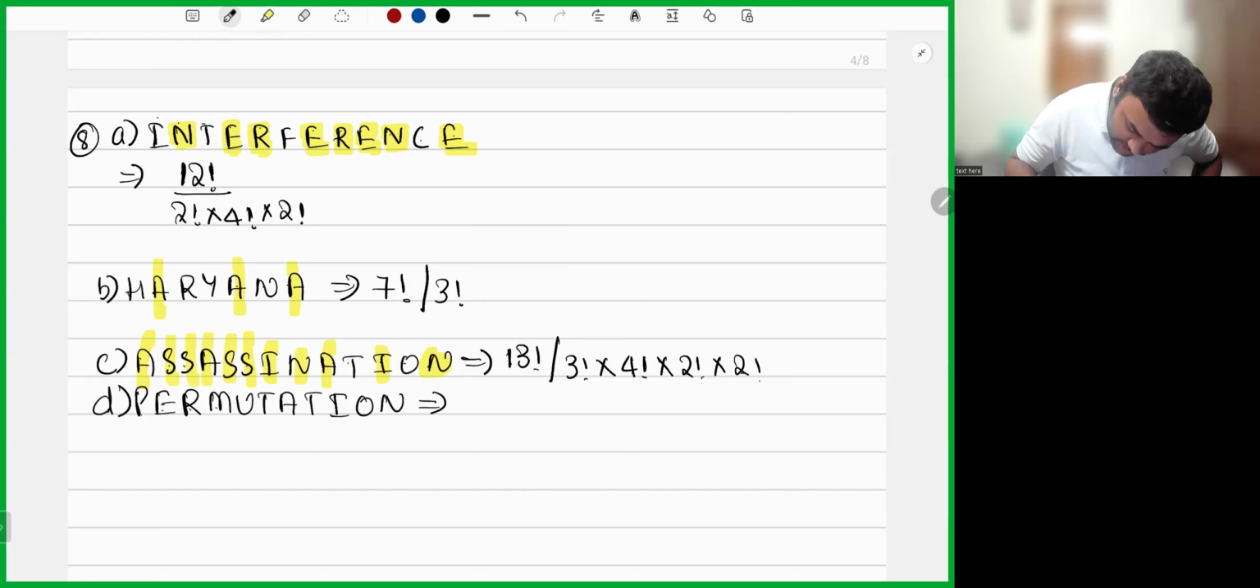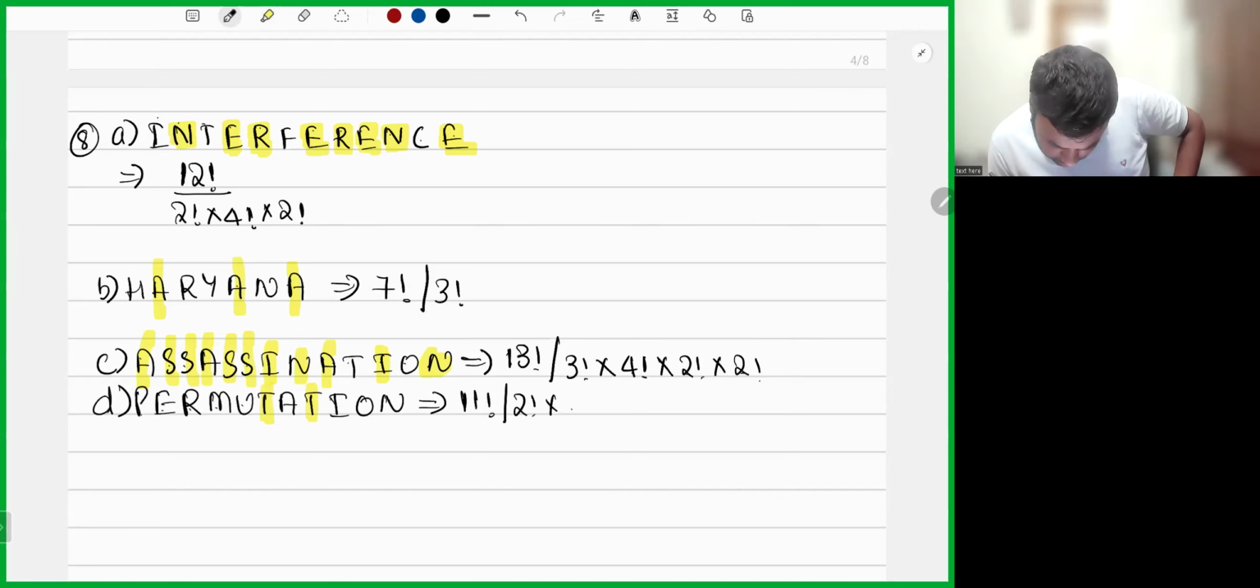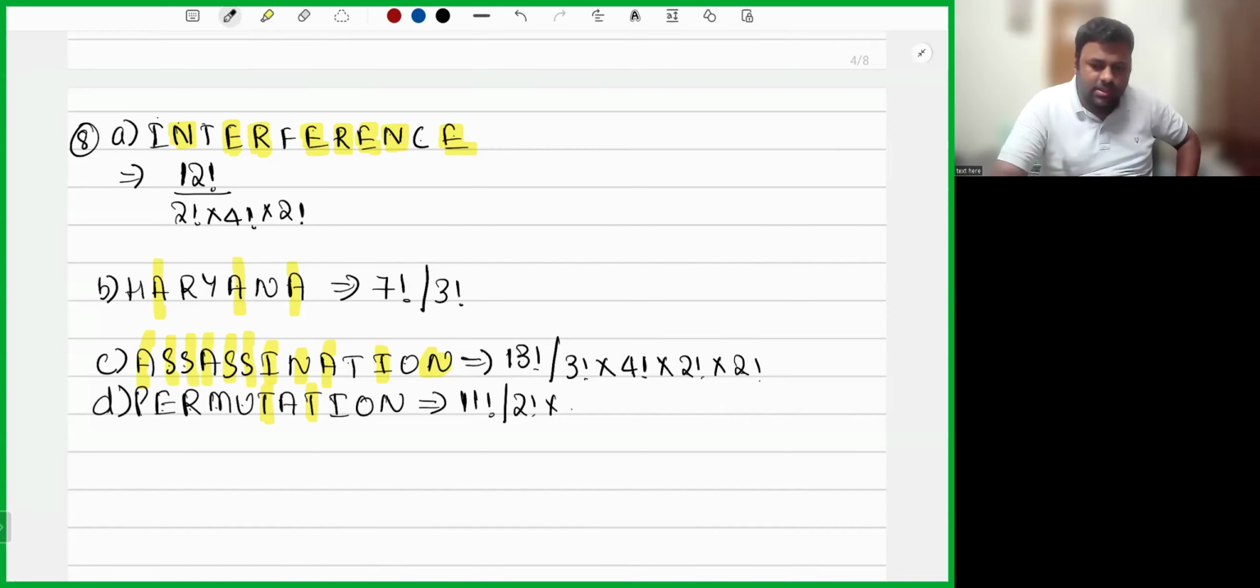What about permutation? 1, 2, 3, 4, 5, 6, 7, 8, 9, 10, 11. 11 factorial, whole divided by. T is repeated 2 times. Still any repetitions are there? That's it. Yes, sir, that's it. 11 factorial by 2 factorial.